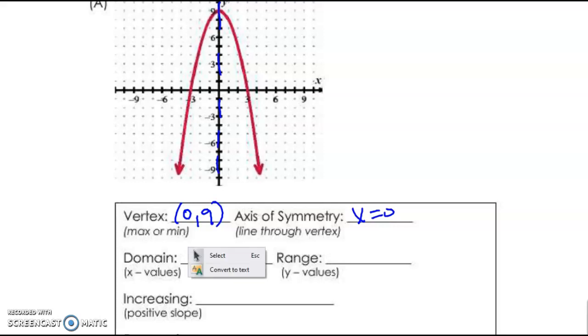The domain, you can put anything you want in here. So that's negative infinity to positive infinity. So that means the range is from negative infinity all the way up to and including 9. So we are going to use hard brackets.